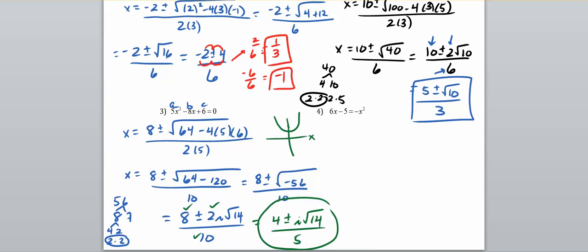So those are three kind of different examples: one that's rational, one that's irrational, and one that's imaginary. Go ahead and try number 4. Pause your video, find your solutions, and then come back and check your answer.